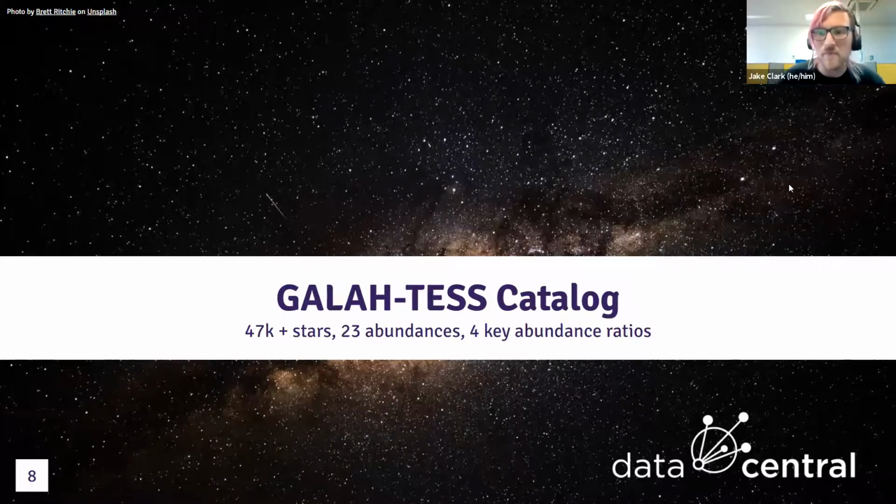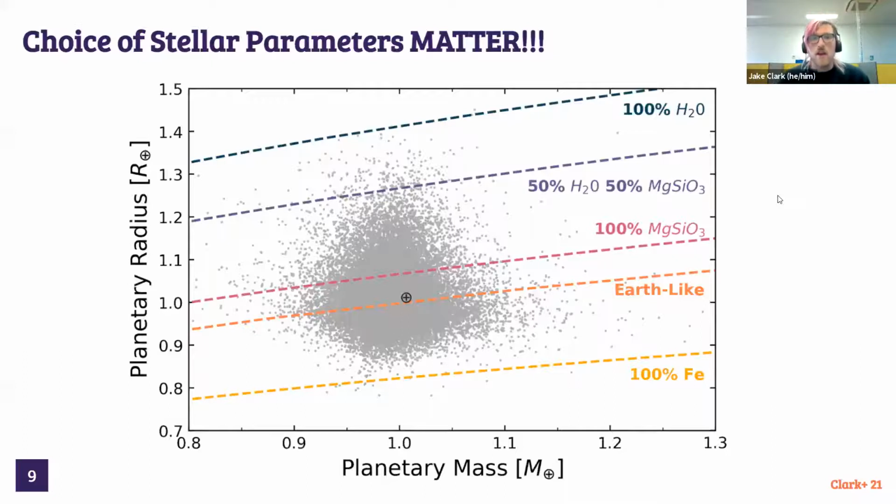So what did we learn from obtaining the GALAH TESS catalog? Well, I've learned that the choice of stellar parameters matters a lot. And so what I wanted to do was that if you had an Earth-like world orbiting around these 47,000 stars, if you had an Earth-like planet that was both one Earth radii and one Earth mass, how different would it be, considering you would use, say, the stellar parameters from the TIC, the TESS input catalog?